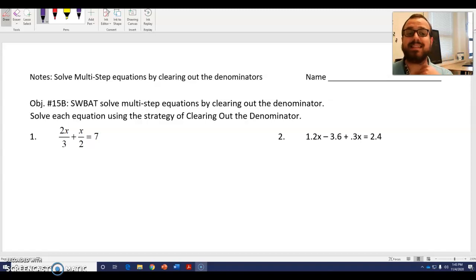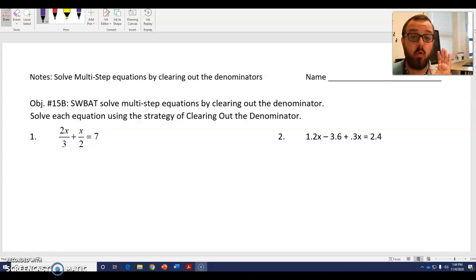Hello, ladies and gentlemen. Today we're going to be talking about how to clear out denominators. Yesterday we talked about how to clear out decimals. So what do you multiply by? How do you deal with that? Today we're going to focus on if you see fractions and you don't feel like dealing with them, how do you go ahead and take care of that?